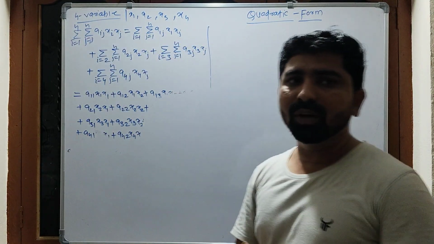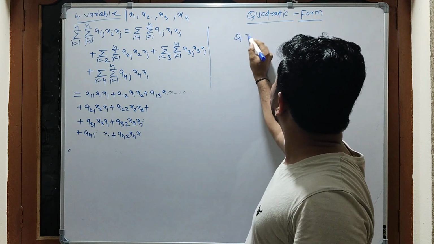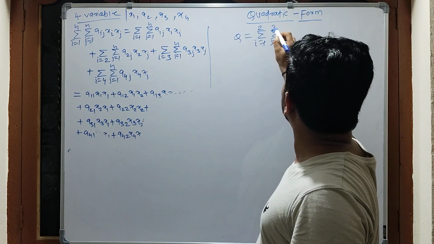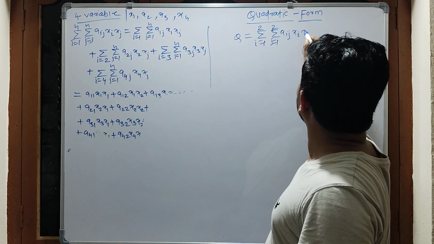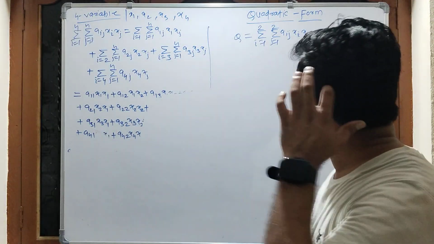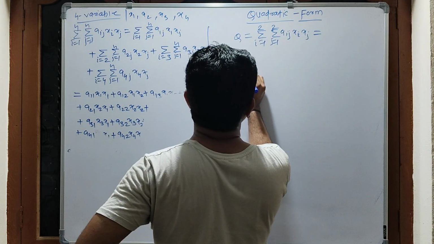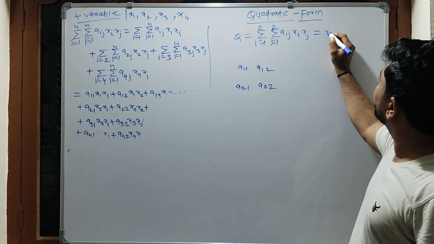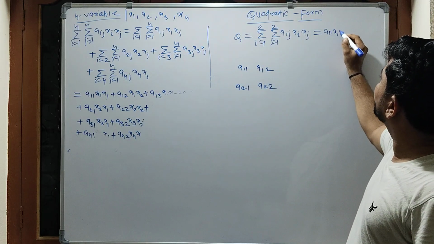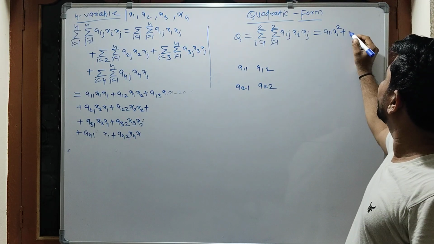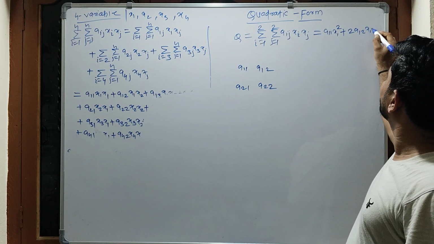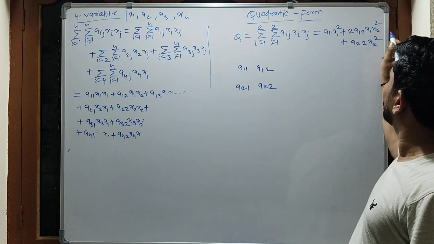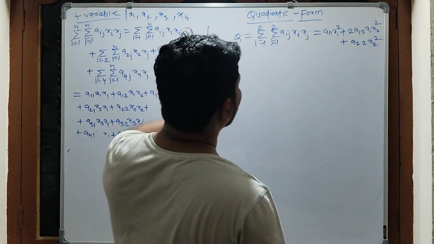Here again I will write the quadratic form in 2 variables. Let's say q equal to the sum with i running from 1 to 2 and j running from 1 to 2 of a_ij x_i x_j, which is a11 x1 squared plus, since a12 is the same as a21, 2 times a12 x1 x2 plus a22 x2 squared. This is the quadratic form in 2 variables.